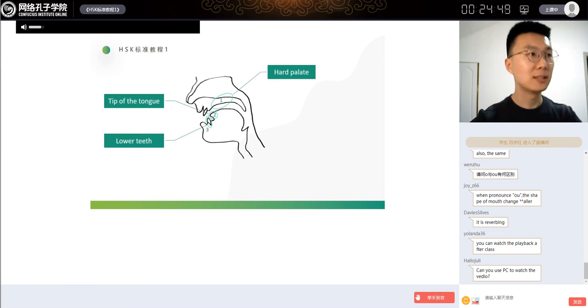First, let's look at this picture. For example, it's your mouth. 1, it represents your hard palate. Number 2, this number, it represents the tip of your tongue. This one is your lower teeth.